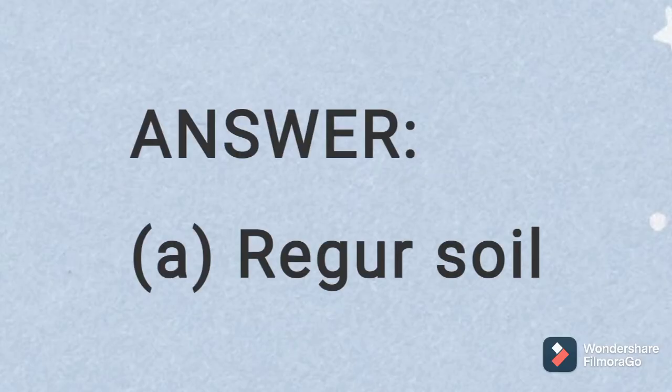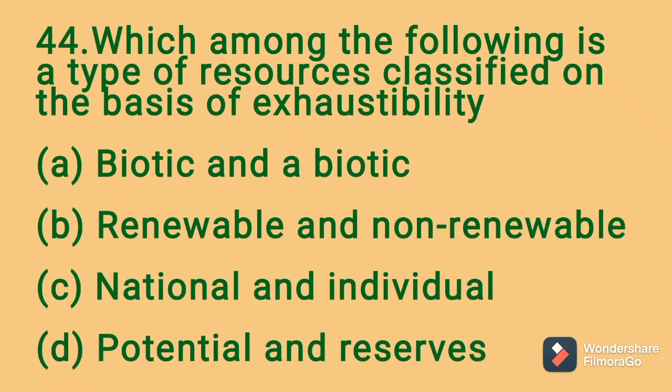And the answer is option A. Regur soil. Question number 44. Which among the following is a type of resources classified on the basis of exhaustibility? Option A. Biotic and abiotic. Option B. Renewable and non-renewable. Option C. National and individual. Option D. Potential and reserves.